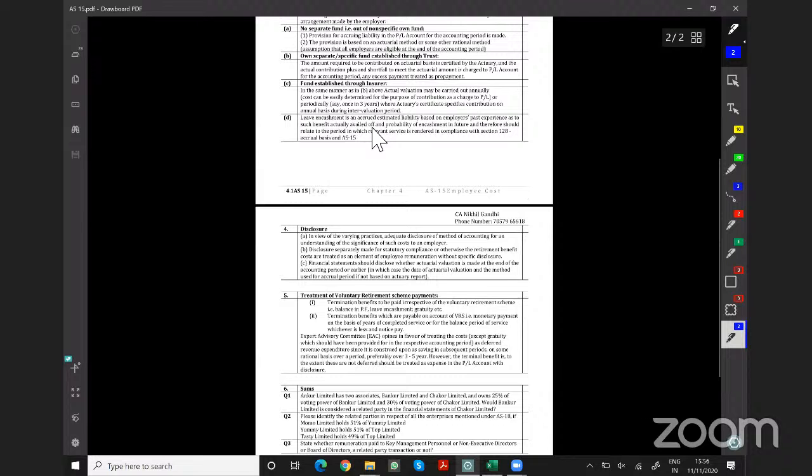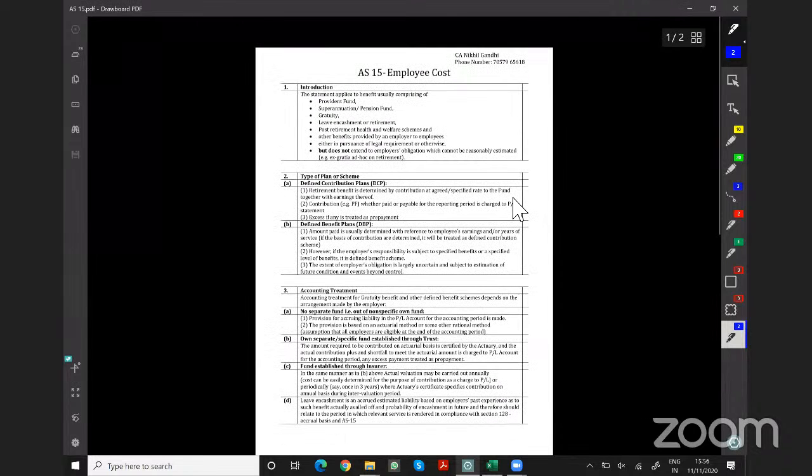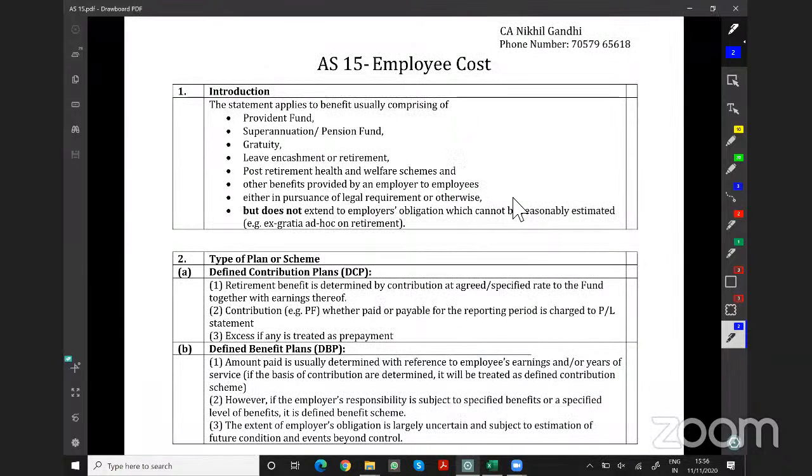So employee benefit means what? Provident fund, pension fund, gratuity, leave encashments, post-retirement health and benefits, and so on. But it does not include the extent of the employer's obligation which cannot be reasonably estimated.